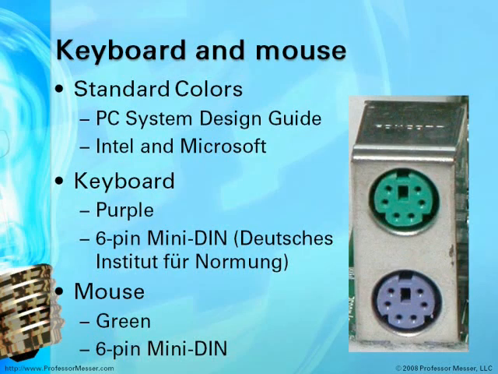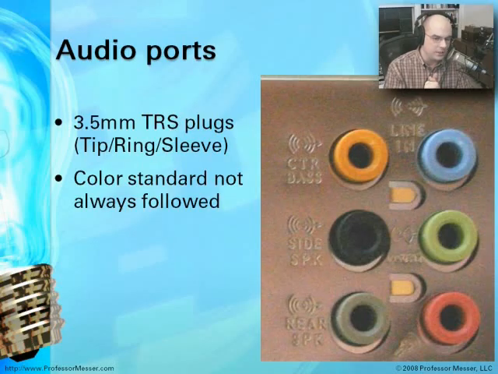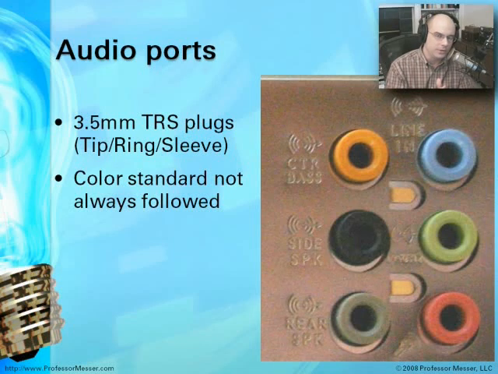As I mentioned, these days most of these keyboard and mouse connections are provided via USB, so you don't see very many of these types of connectors on newer motherboards. The other ports you'll see on the back of a motherboard are audio ports, and these are 3.5 millimeter plugs. We call them TRS plugs. You don't often hear them referred to as that. That stands for tip, ring, and sleeve.